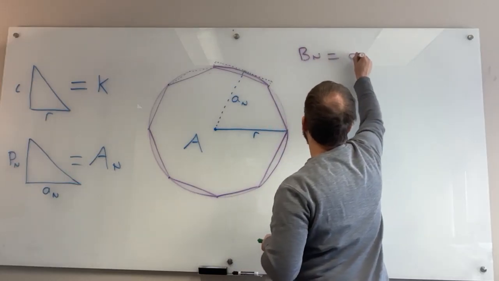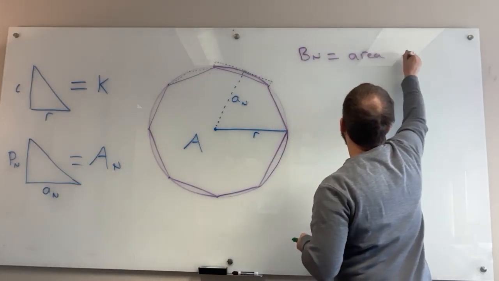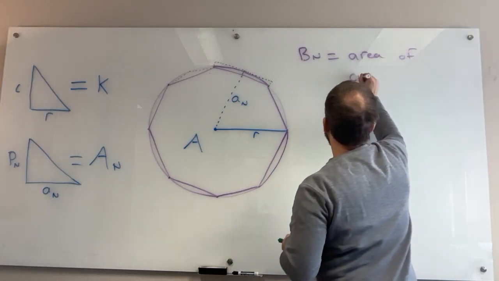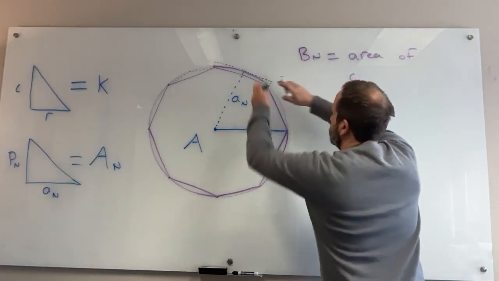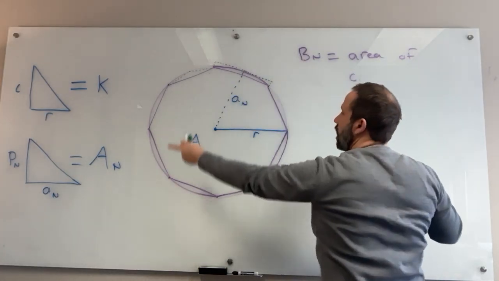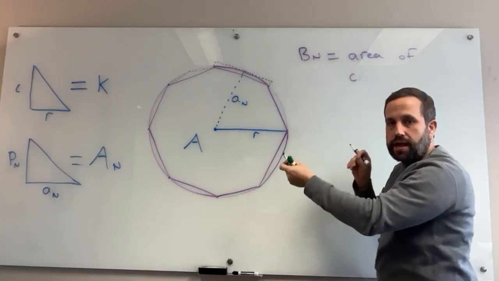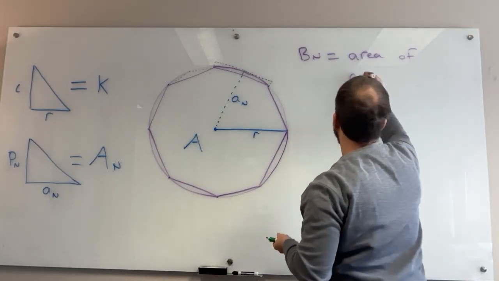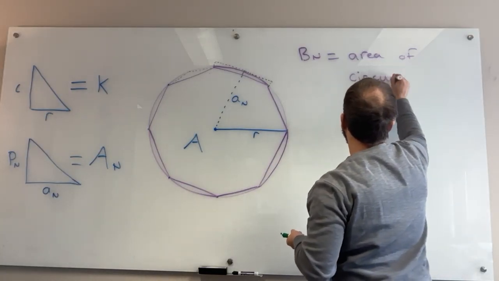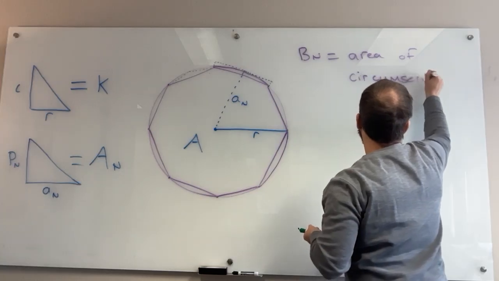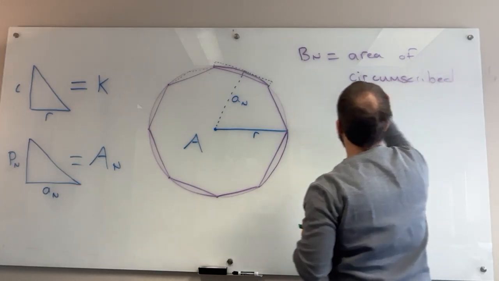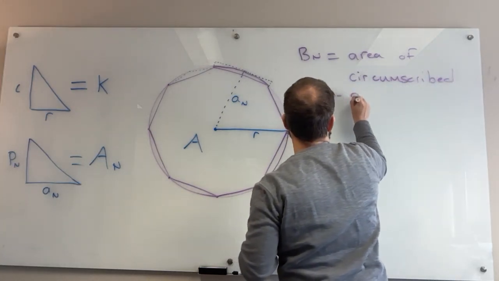B_n is the area of the circumscribed polygons. So not the inscribed, but the circumscribed. That is the polygons on the outside. That's the polygon in which the circle is inscribed.